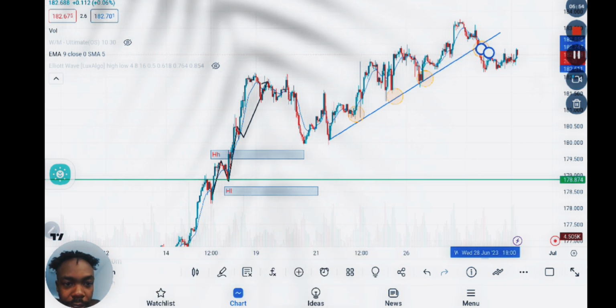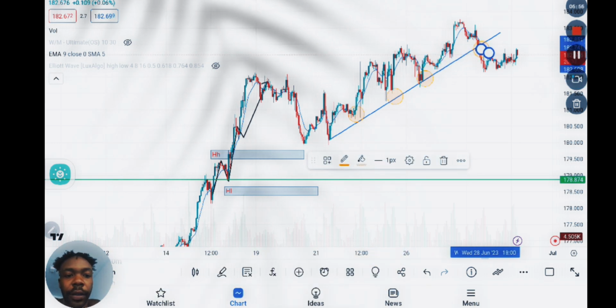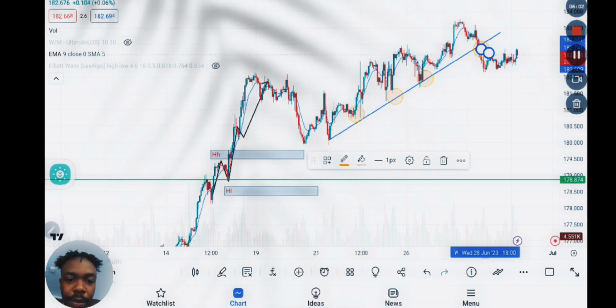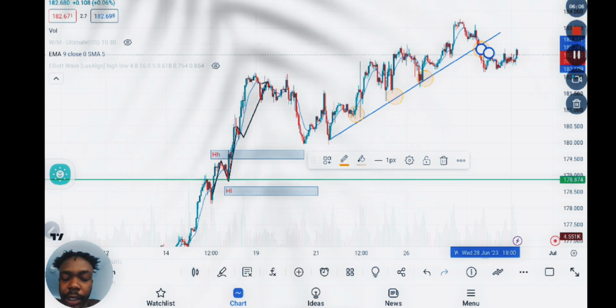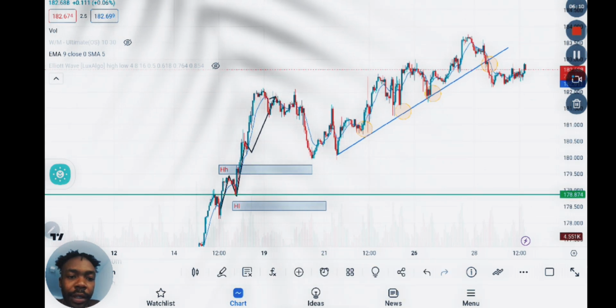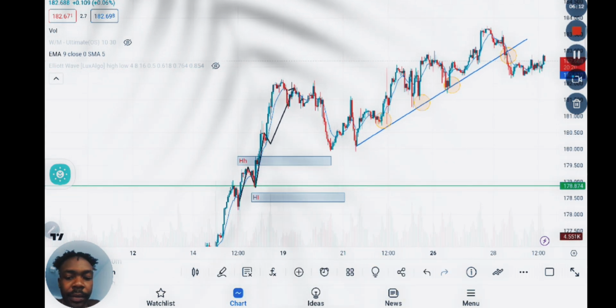And we will identify these as our points where our trend line is being touched. And you can see that every time we got to this point, price rejected, price rejected, price rejected, price rejected. And that clearly identifies that we are in an uptrend.